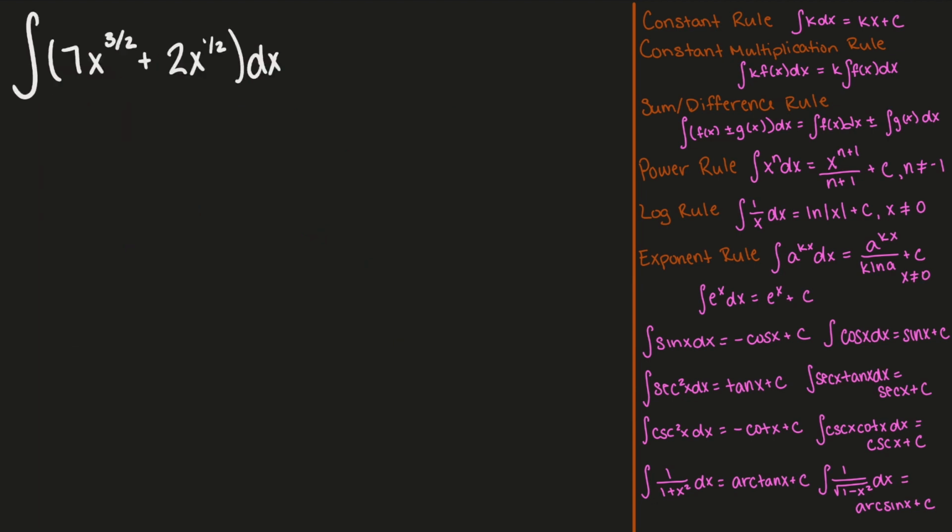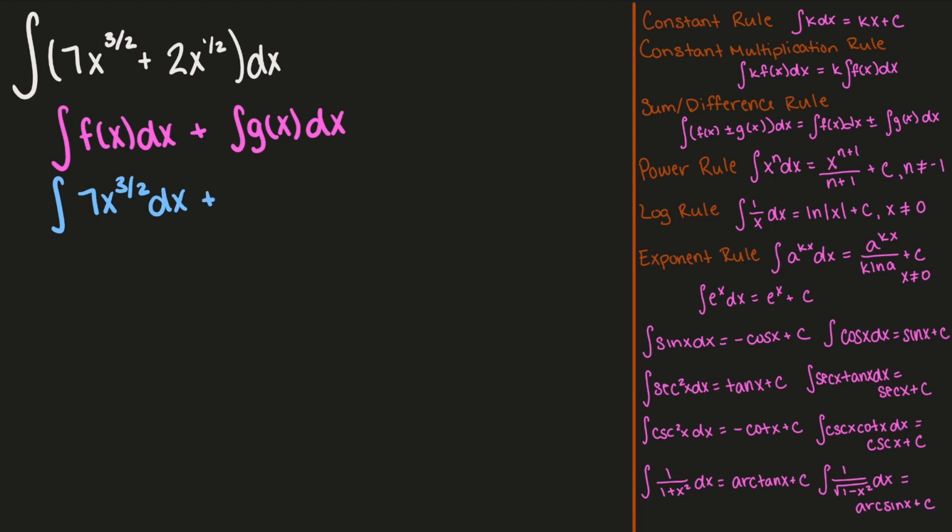Next we have the integral of 7x to the 3/2 power plus 2x to the 1/2 power dx. So again, we're using a few rules here. First, we have our sum and difference rule. So we'll be able to rewrite this as the integral of f of x dx plus the integral of g of x dx. So this becomes the integral of 7x to the 3/2 power dx plus the integral of 2x to the 1/2 power dx.